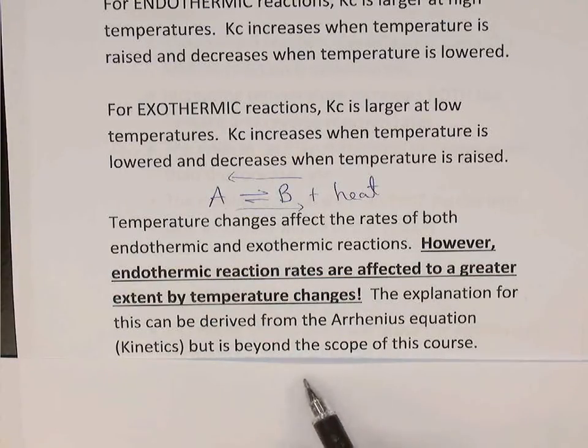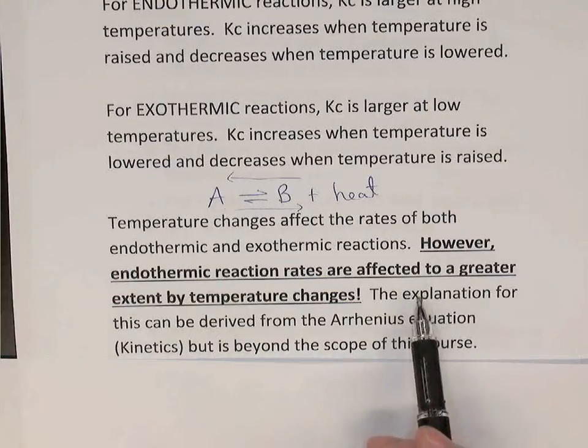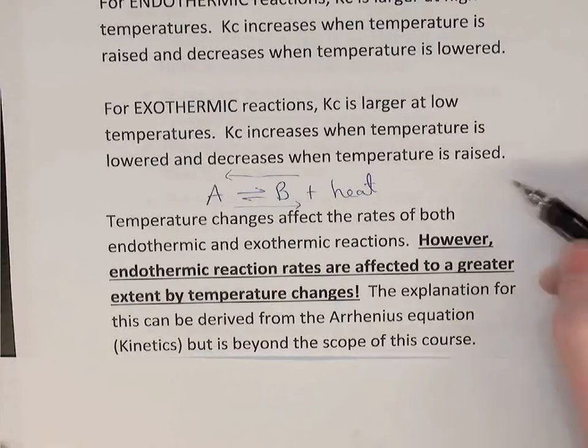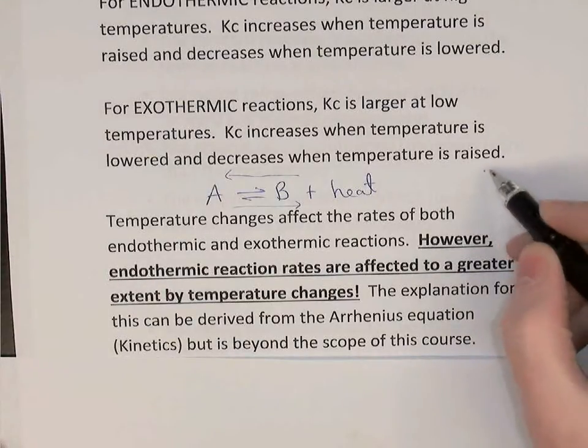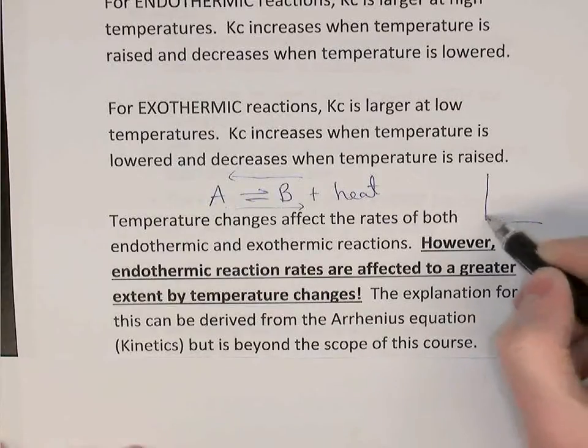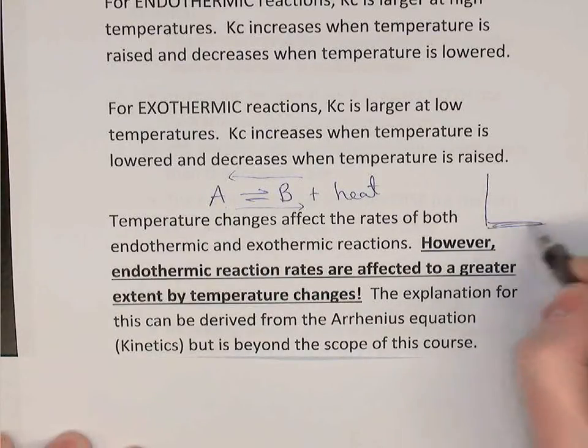Temperature will affect the rates of both of those processes, so the forward and reverse reactions are affected by temperature. However, and this is the important piece, endothermic reaction rates are affected to a greater extent by temperature change than exothermic processes. The explanation for that is a little complicated, and it comes from the Arrhenius equation, which you might remember relates temperature and rate constants.